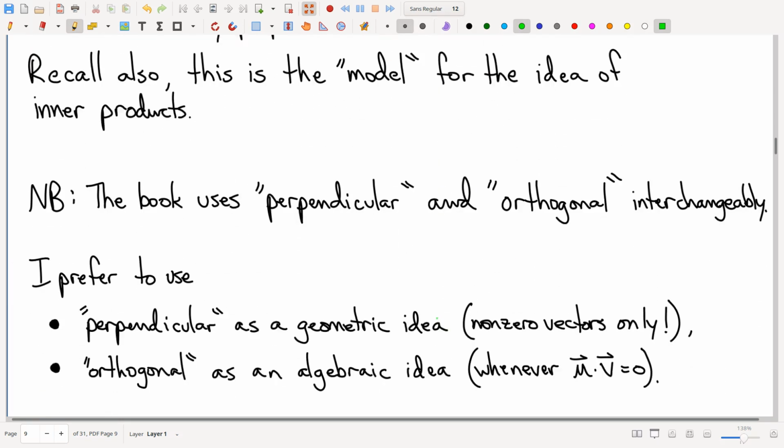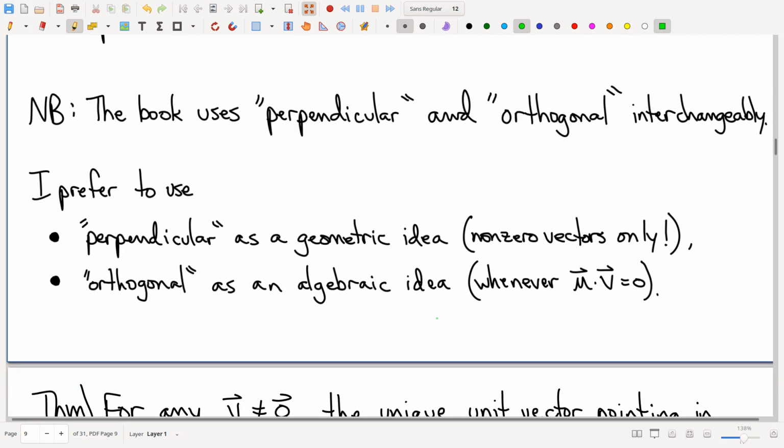So I do want to say a few things, though. This business right here is kind of a personal pet peeve of mine. These 2 words, perpendicular and orthogonal, are very often used interchangeably. I think that's at least a missed opportunity. I don't want to say it's wrong, but I don't like it. And like I say, I think it's a missed opportunity.